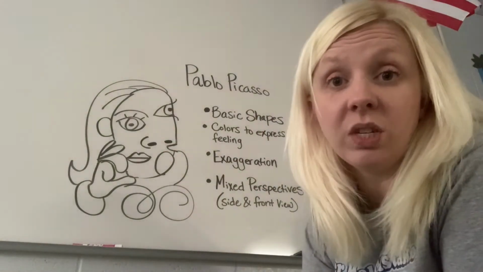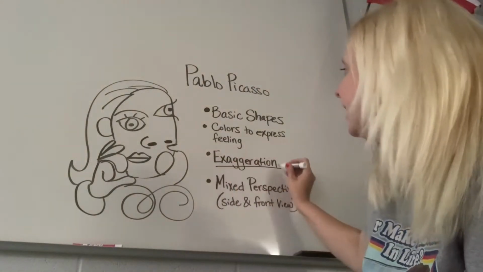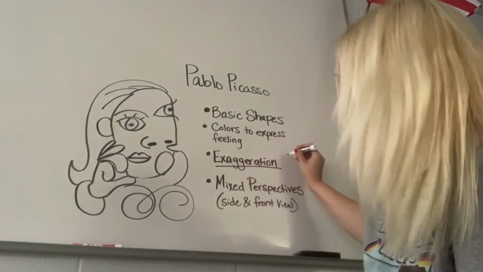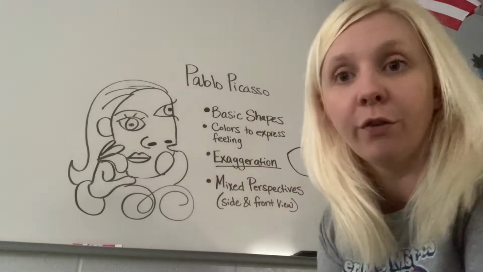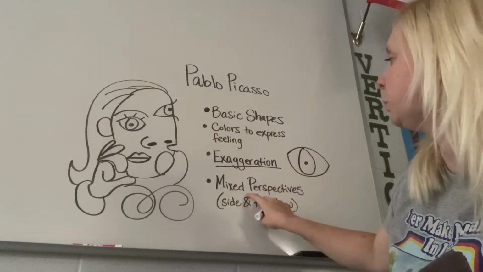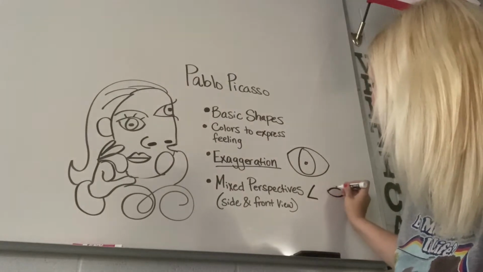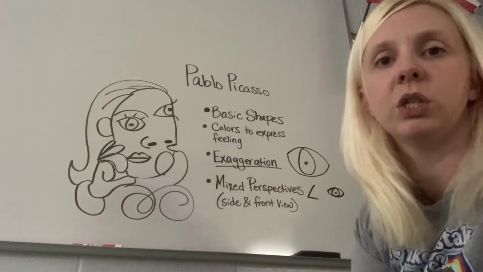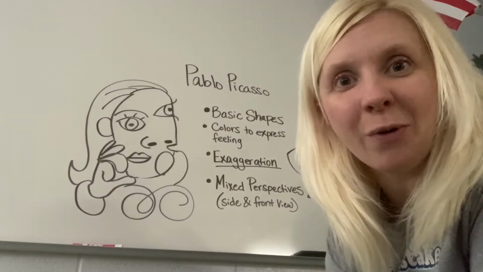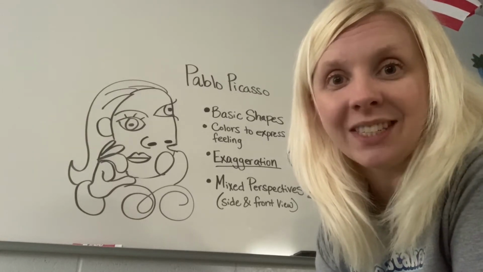So what we're going to do today is we are going to continue our self-portraits, and we are going to use exaggeration, making something way too big for the face. And then we're going to mix perspectives. Mixed perspectives means we're going to use a side view and a front view in some places today. We're going to mix those together. So I'm going to show you how we're going to do it today, okay? We're going to go ahead and get our stuff ready and we'll get started.